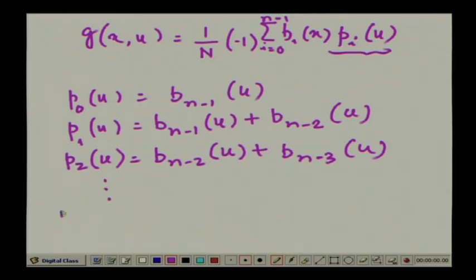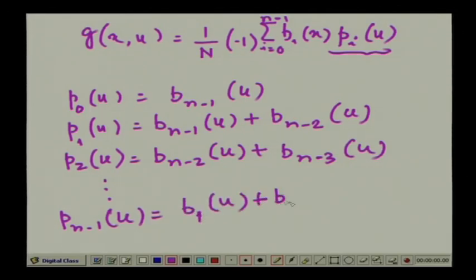like this, p_{n-1}(u) will be given by b_1(u) plus b_0(u), where all these summations are again modulo 2 summations, that is, they can be implemented using the binary OR operations.